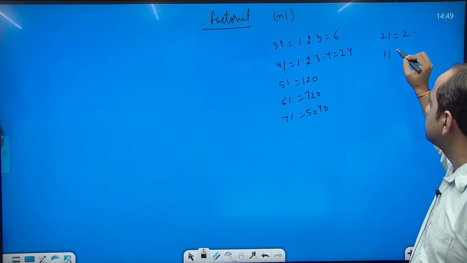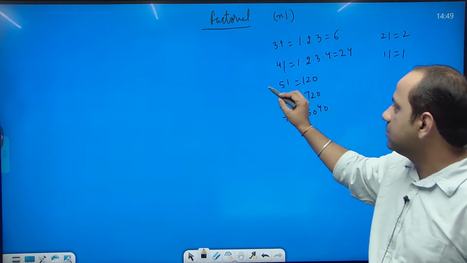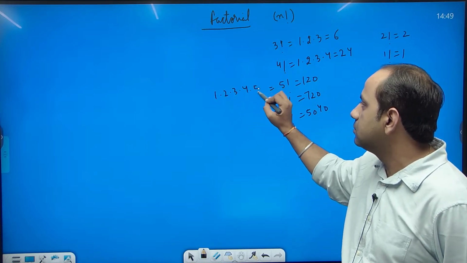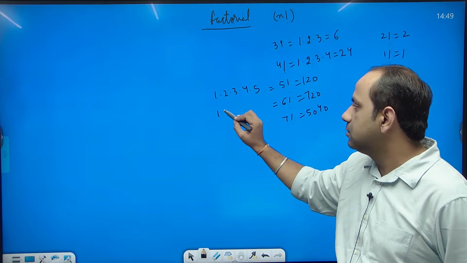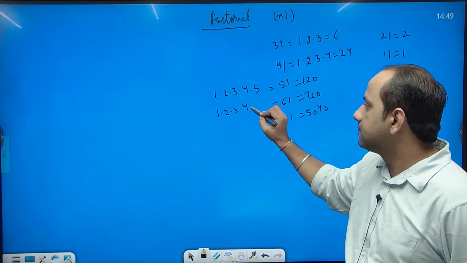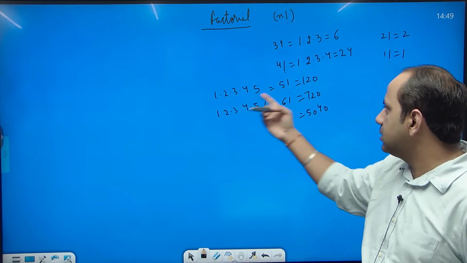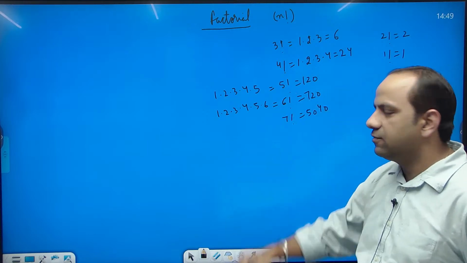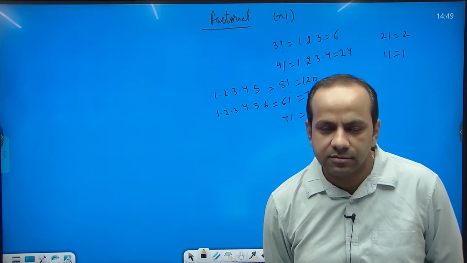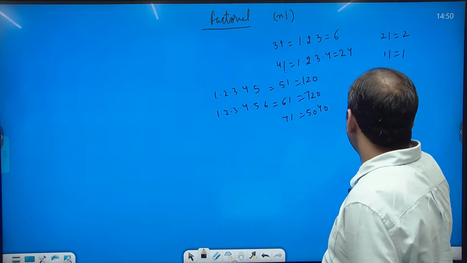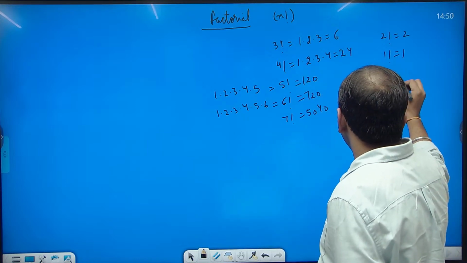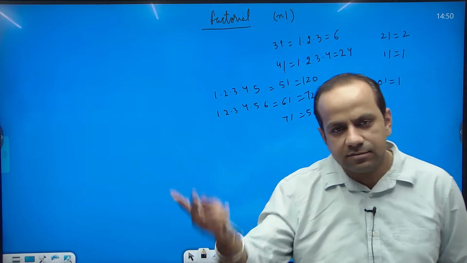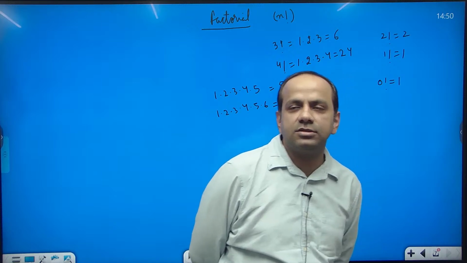1 factorial will be 1. We calculated this, what will 5 factorial be, 1 into 2 into 3 into 4 into 5, and what will 6 factorial be. Okay, so if you calculate this, you will get this value only. You can remember all these factorials till 6 factorial or 7 factorial. One more important point, 0 factorial is not 0, it is also 1. Okay, why this is 1, that we will discuss in our chapter permutation and combination.